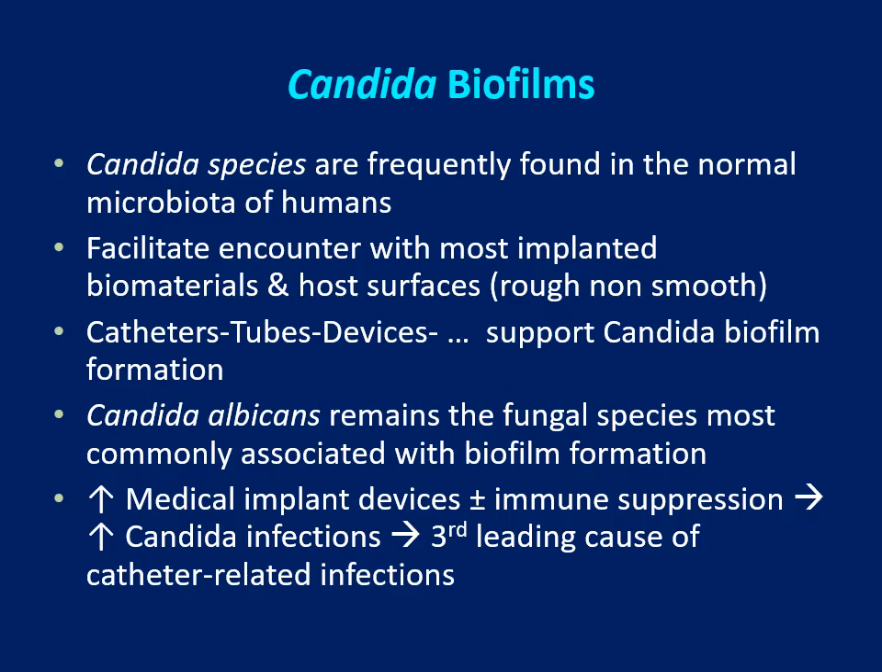What about the biofilm? Candida species are frequently found in the normal microbiota of a human, and facilitate encounter with most implanted biomaterial and host surfaces, rough, non-smooth surfaces. So any biomaterial you put in, or any catheter device, tube that you inserted, will allow Candida biofilm formation that will overgrow there. It will form a calyx that will prevent our immune system from attacking the Candida. Candida albicans remains the fungal species most commonly associated with biofilm formation. However, the other Candida species can do that.